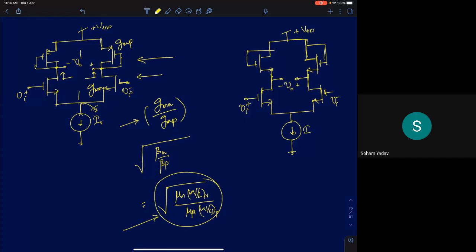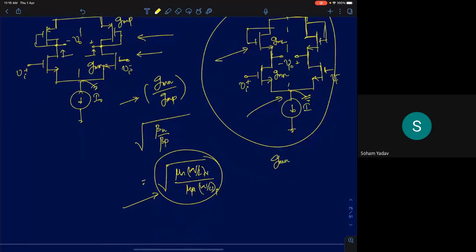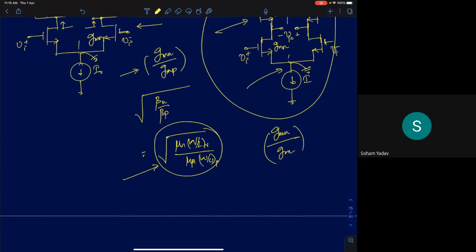Now what about this circuit? Again, this is also a diode connected load. Both these circuits are diode connected load circuits. What will be the voltage gain of this circuit? This node again you can see as an AC ground. Now let's assume this is the load, GML, and this is the input transistor, GMN. So in that case, can I say it's going to be GMN upon GML? I've ignored R0 here. I'm assuming you'll know how to include R0 in the analysis. So it will be GMN by GML.